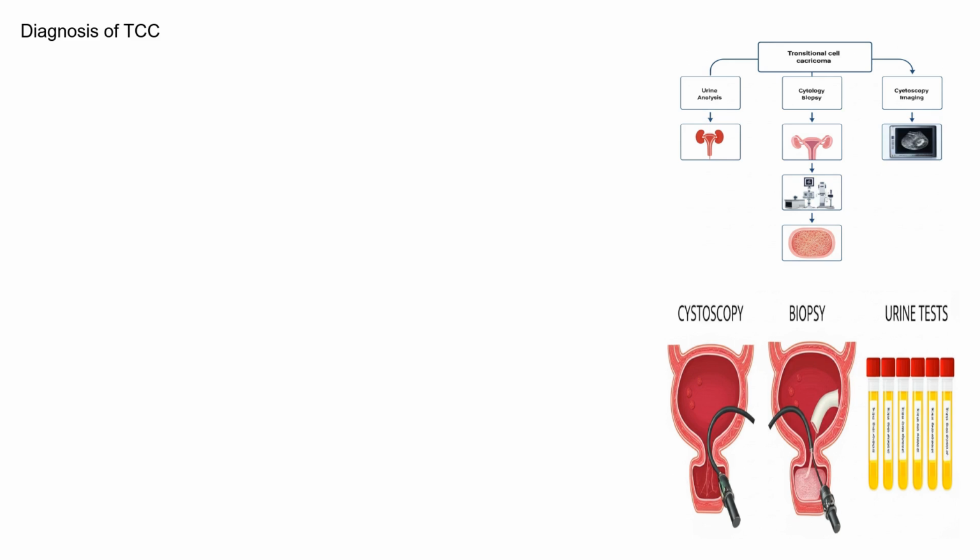Diagnosis of TCC typically involves a combination of tests and procedures. A urine analysis is often the first step, looking for blood and cancerous cells in the urine. A urine cytology involves examining urine samples under a microscope to detect abnormal cells. Cystoscopy, where a thin, flexible tube with a camera is inserted into the bladder, allows the urologist to directly visualize the bladder lining and identify any suspicious areas. If abnormalities are found during cystoscopy, a biopsy is performed, where a small tissue sample is taken and examined under a microscope to confirm the presence of cancer cells. Imaging tests such as CT scans, MRI scans, and intravenous pyelograms are used to determine the extent of the disease and check for spread to other organs.